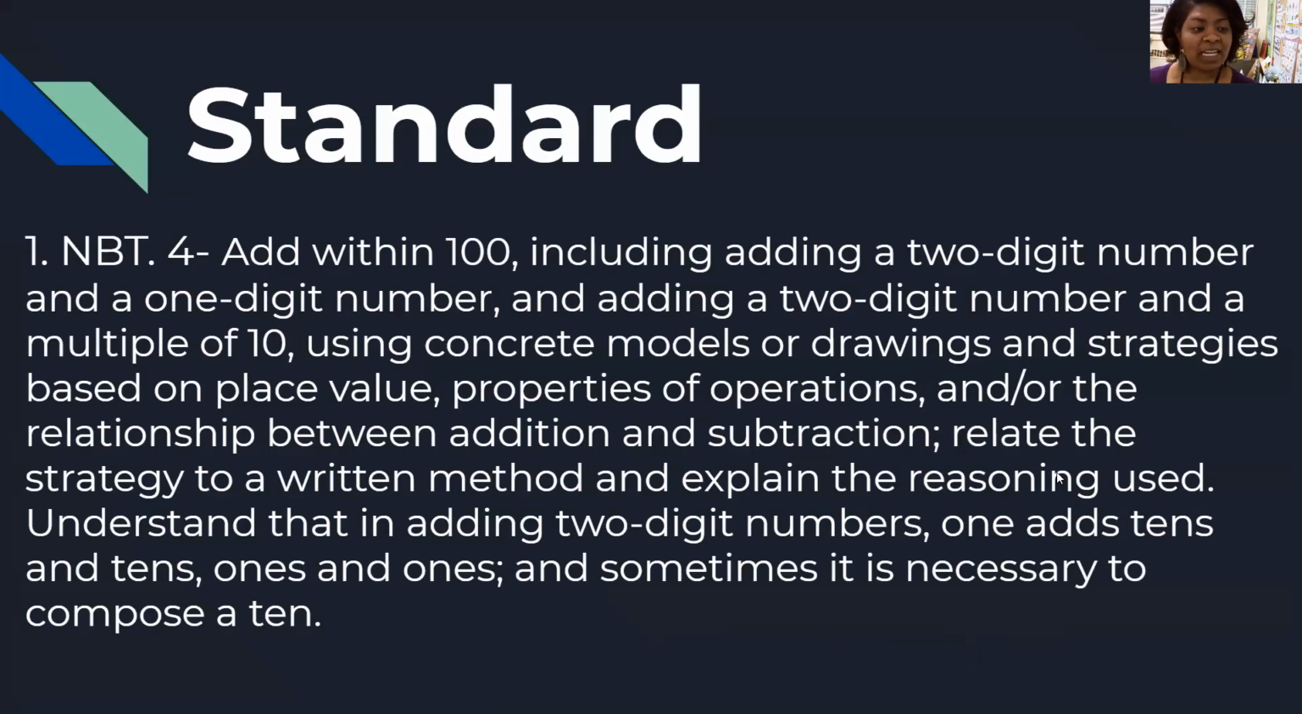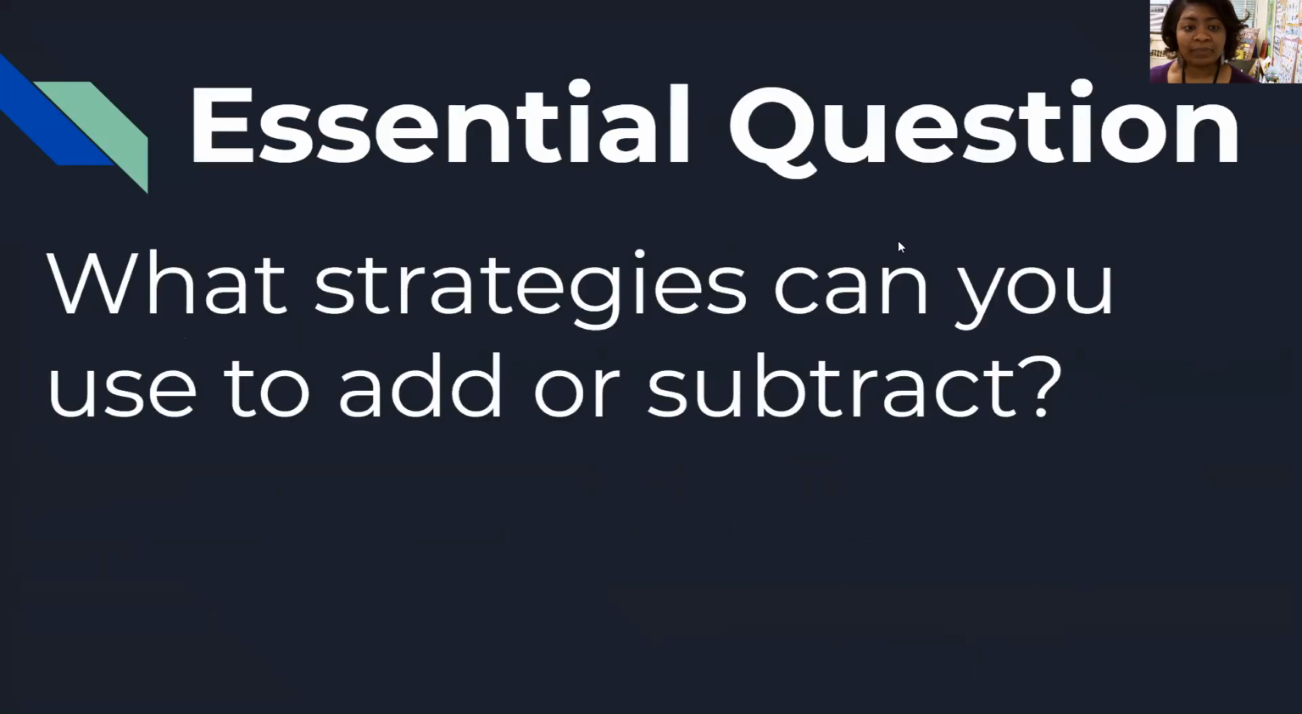Our standard is 1.NBT.4. Add within 100, including adding a two-digit number and a one-digit number, and adding a two-digit number and a multiple of 10 using concrete models or drawings and strategies based on place value, properties of operations, and/or the relationship between addition and subtraction. Relate the strategy to a written method and explain the reasoning used. Understand that in adding two-digit numbers, one adds tens and tens, ones and ones, and sometimes it is necessary to compose a 10. Our essential question is, what strategies can you use to add or subtract?